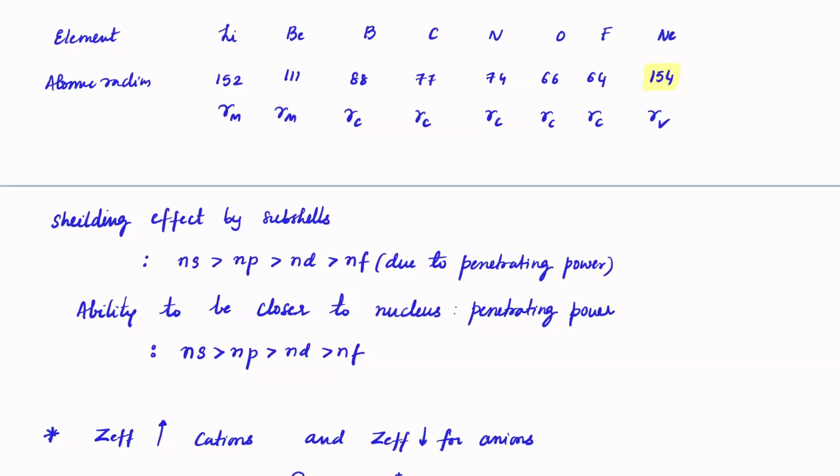Manav? Yes, I had one doubt. Yes, beta. For covalent radius and metallic radius as well, both the atoms need to be of the same size exactly.